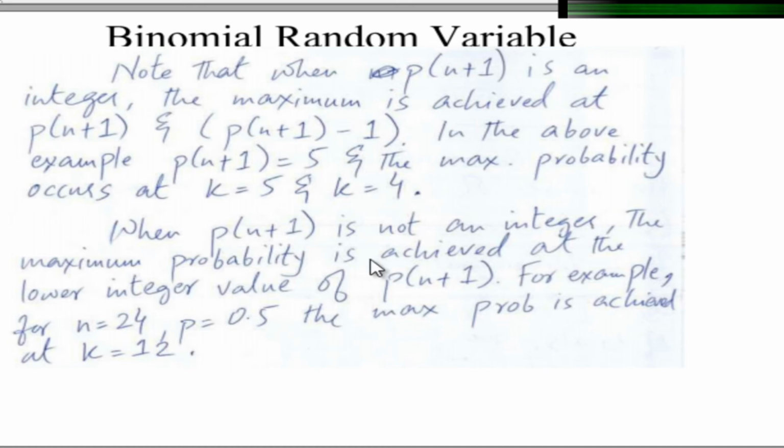If you write here, p is 0.2 and n is 24, so n plus 1 is 25. Multiplying them together you will get 5, which is an integer. So the maximum is achieved at p(n+1) and p(n+1) minus 1. You will get a peak at 5 and 5 minus 1, so you will get two maximum values, which will be at 4 and 5.